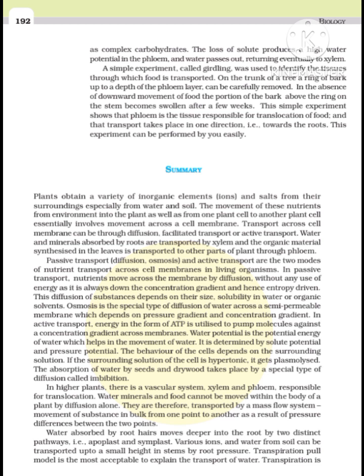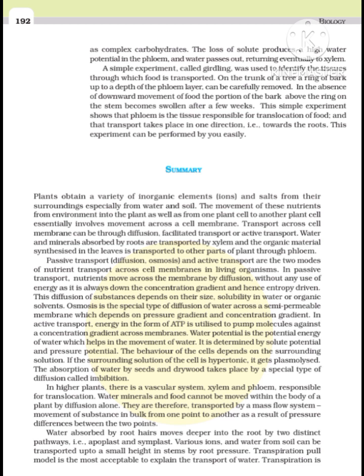Water and minerals absorbed by roots are transported by xylem, and the organic material synthesized in the leaves is transported to other parts of the plant through phloem. Passive transport and active transport are the two modes of nutrient transport across cell membranes in living organisms. In passive transport, nutrients move across the membrane by diffusion, without any use of energy, as it is always down the concentration gradient and hence entropy driven.